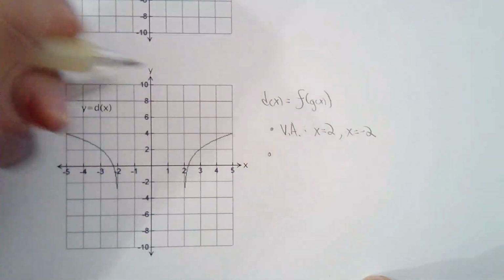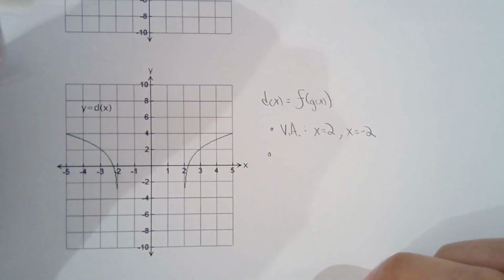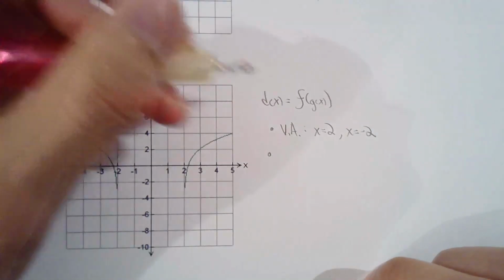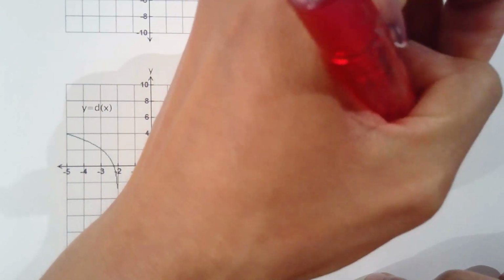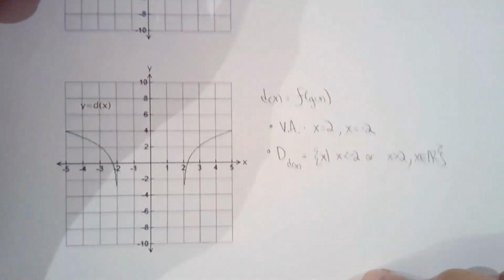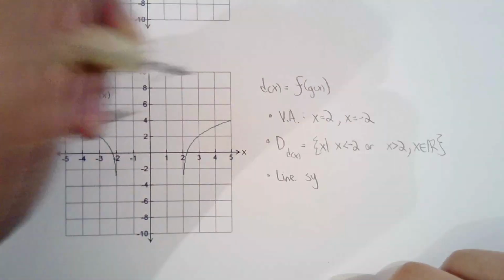Actually, this one's very nice. There's a lot of single points I could make that will just tell you for sure that it's f of g of x. Something else you could have written is the domain. The domain of d of x is x less than -2 or x greater than 2. What else could you have written? You could have written that the graph of the function has line symmetry about the y-axis.